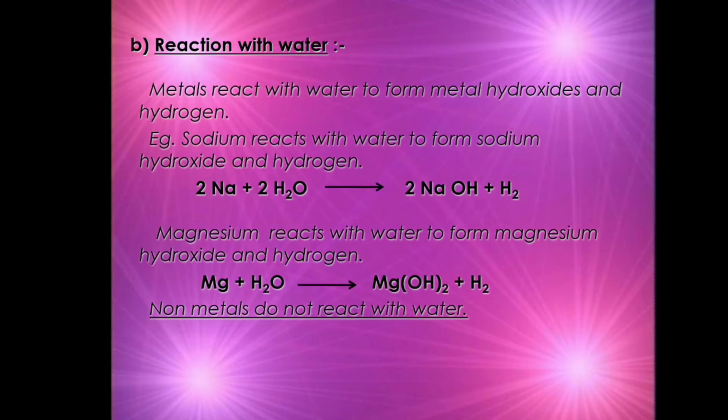Now let us see reaction with water. Metals react with water to form metal hydroxide and hydrogen. Example, sodium reacts with water to form sodium hydroxide and hydrogen, while magnesium reacts with water to form magnesium hydroxide and hydrogen. Here, non-metals do not react with water.